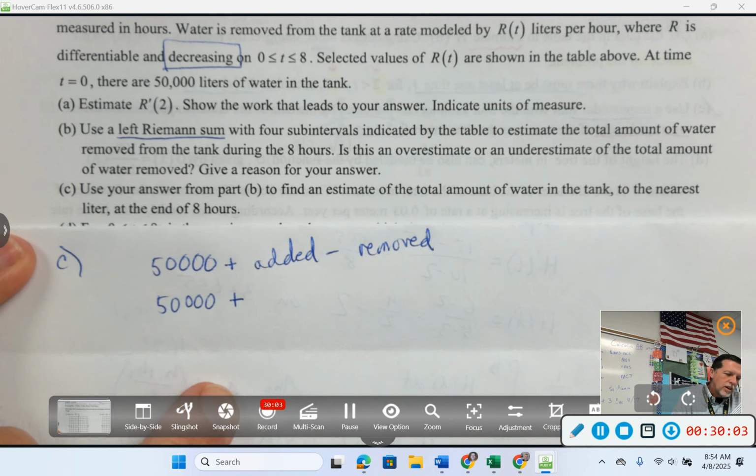So 50,000 plus that number minus 8050, 49,786 liters.